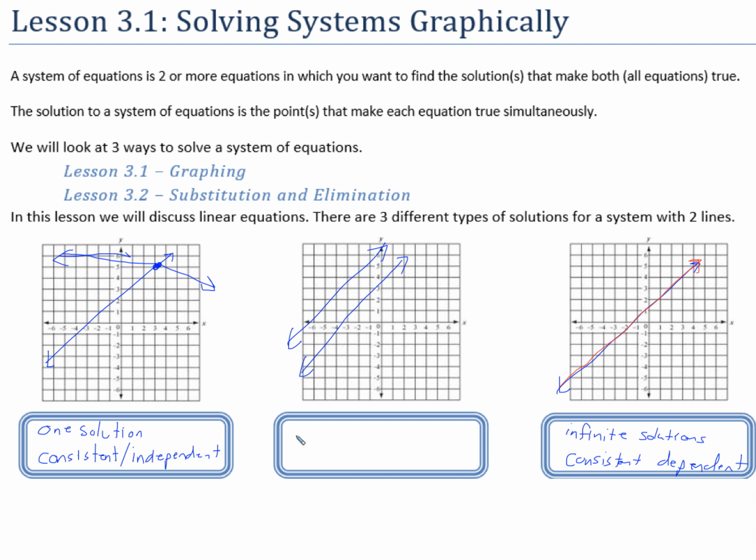And then the last one, there's no solution because they never intersect. There's no point on the graph that makes both of those lines true, or that lies on both of those lines. And this one is called inconsistent. And since it's inconsistent, we don't even have to think about independent or dependent. So those are our three types of possibilities when talking about linear systems of equations.